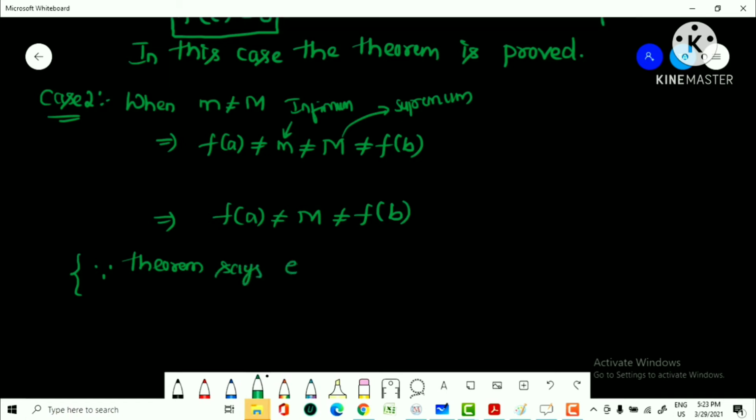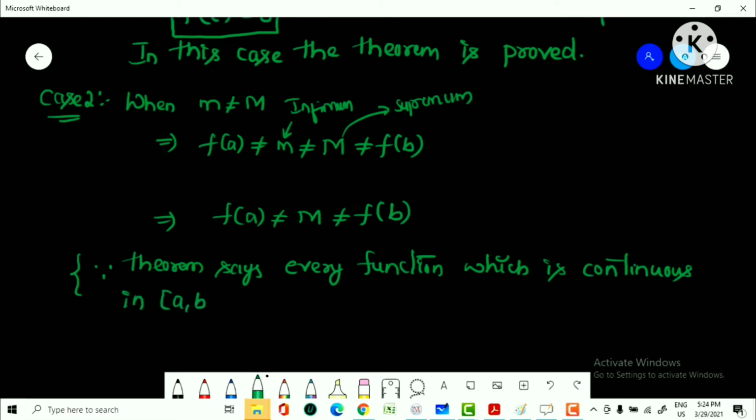every function which is continuous in the closed interval a comma b attains its supremum. This is one theorem statement.